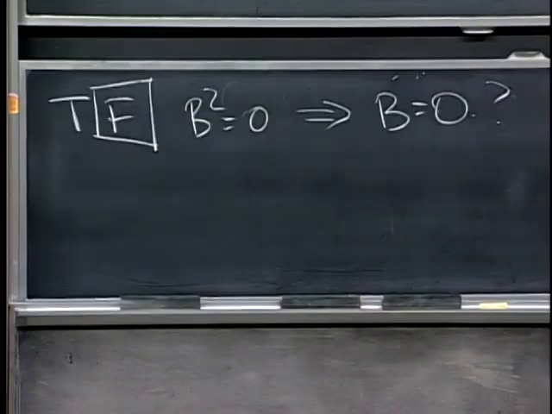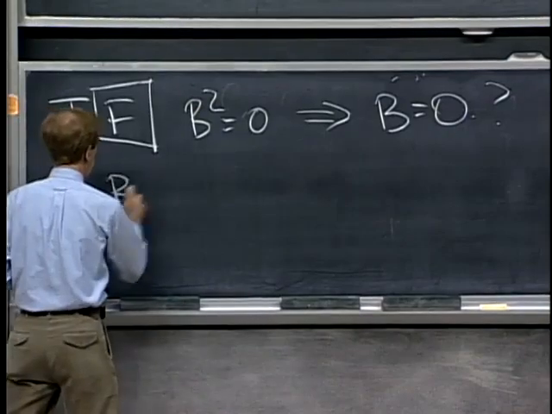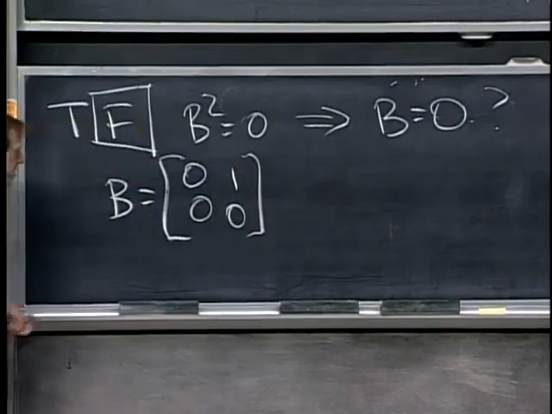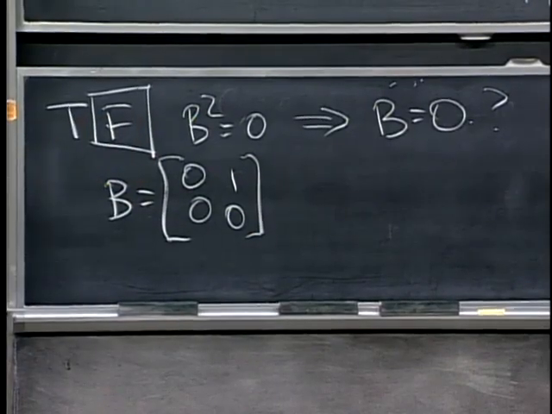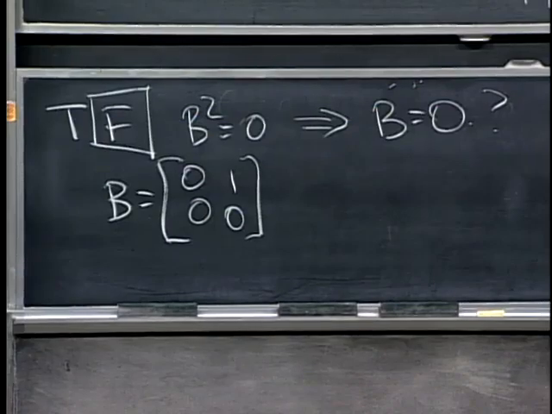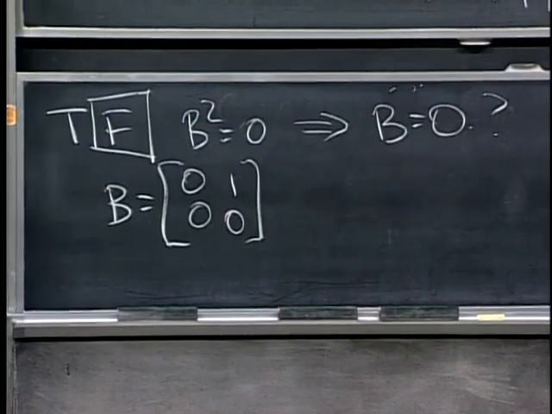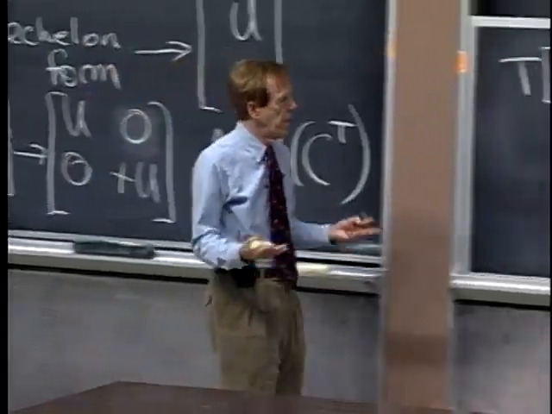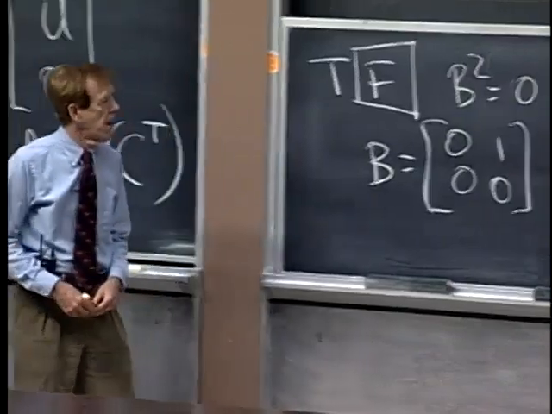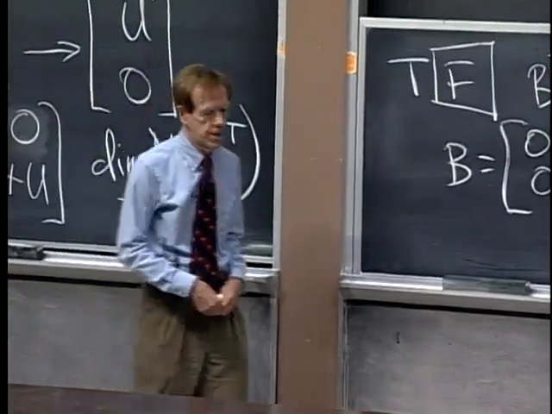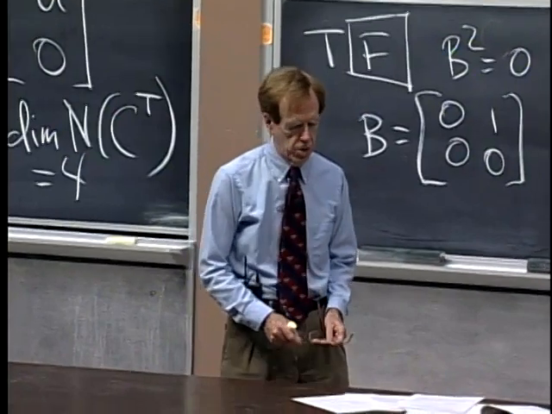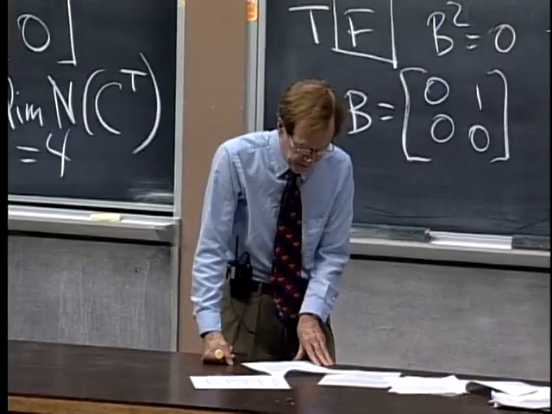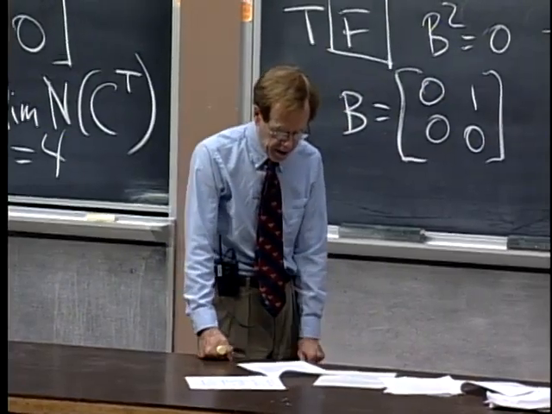If B squared is 0, we don't know that B is 0. For example, the best example is that matrix. That matrix is a dangerous matrix. It will come up in later parts of this course as an example of what can go wrong. And here's a real simple one: if I square that matrix, I do get the zero matrix. Of course.